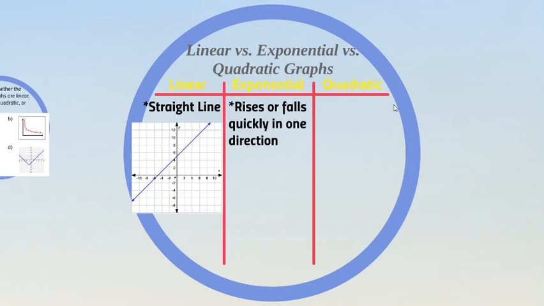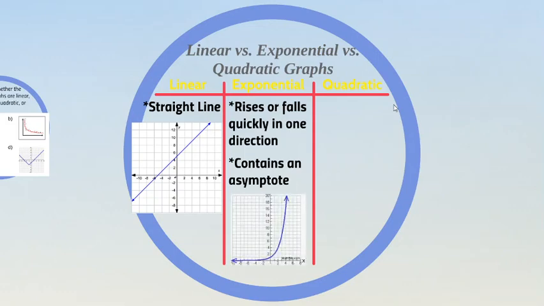So if you're ever asked a question about which function is going to grow the fastest, well, it's always going to be exponential. Exponentials grow or decay very, very quickly. Also, guys, don't forget exponential graphs are a little different because they contain an asymptote, so just be aware of that. This is an example of an exponential graph, which you guys have seen before in this unit.